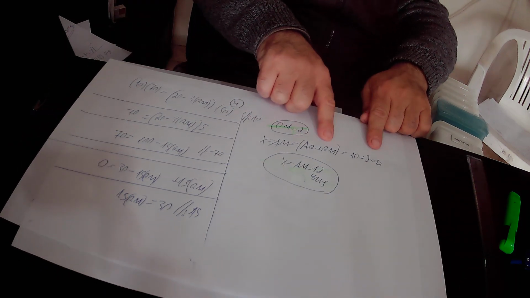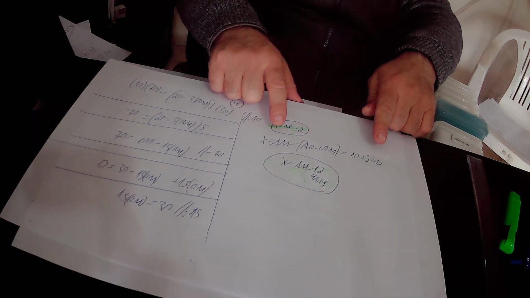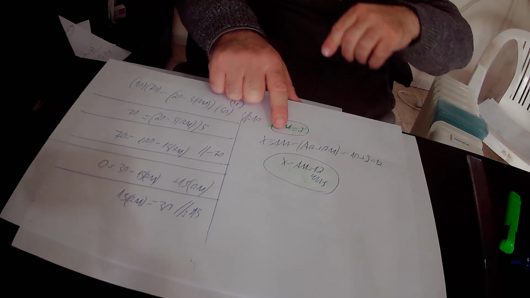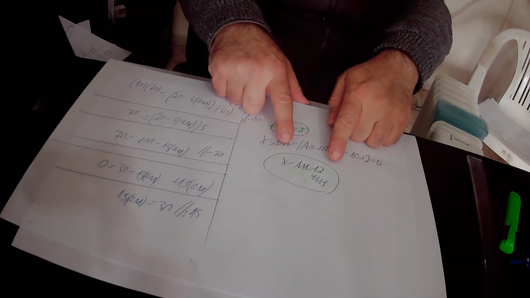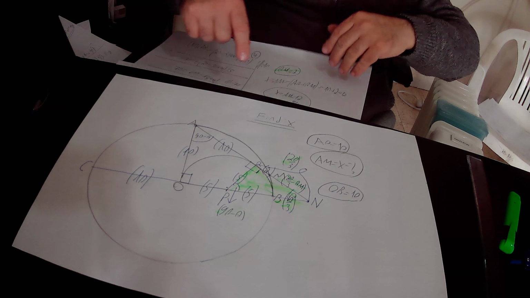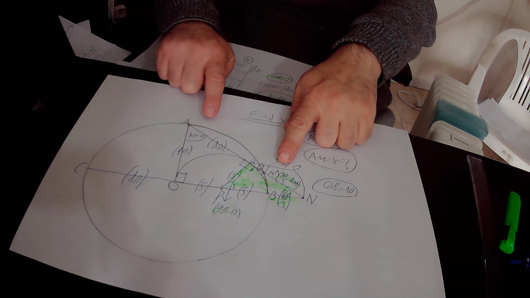AQ is 10 and QM is 2. So in total, AM equals 10 plus 2, that is 12. So the answer to this question is that x, that is equal to AM, equals 12 units in length. I'll repeat again. The length of line segment AM, that is equal to x, equals 12 units.